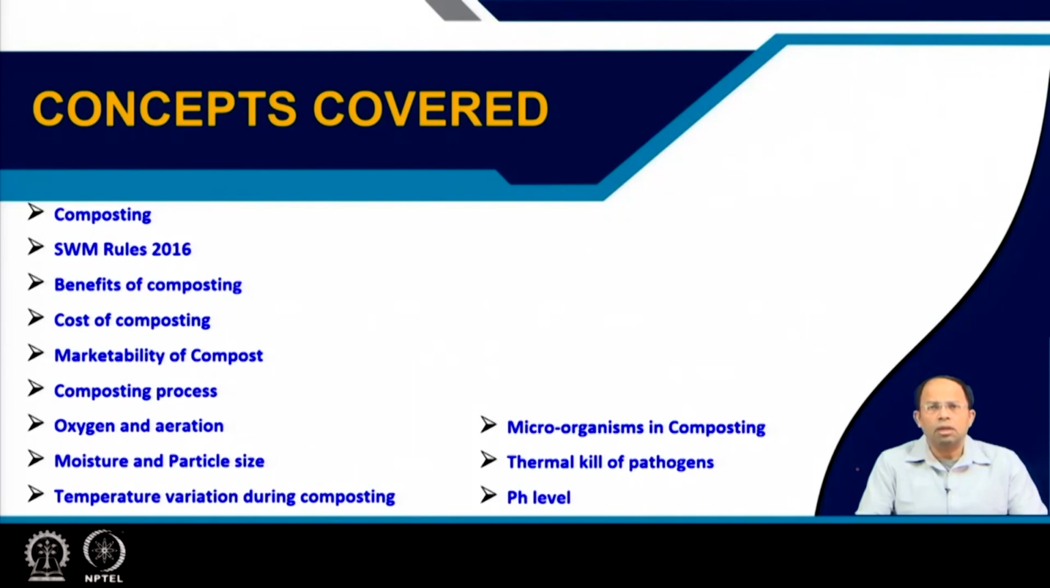marketability of compost, the composting process, and the different components or factors that are considered in the composting process, such as oxygen and aeration, moisture and particle size, temperature variation during the composting process, microorganisms used in the composting process, thermal kill of pathogens, and pH level during composting.